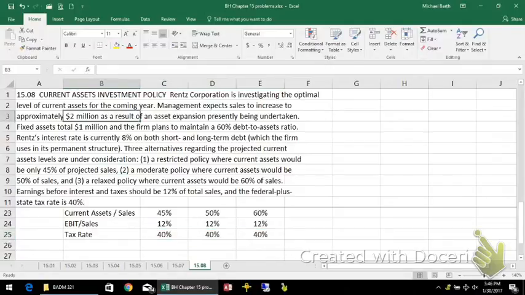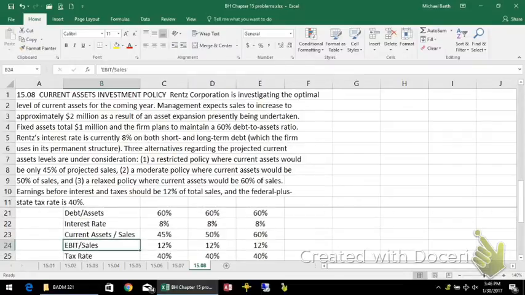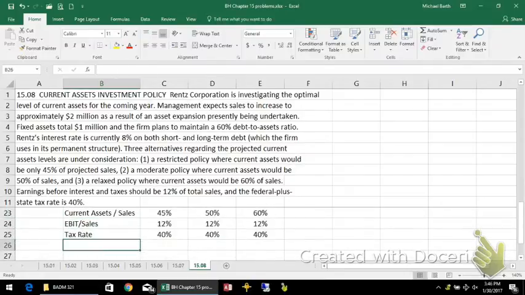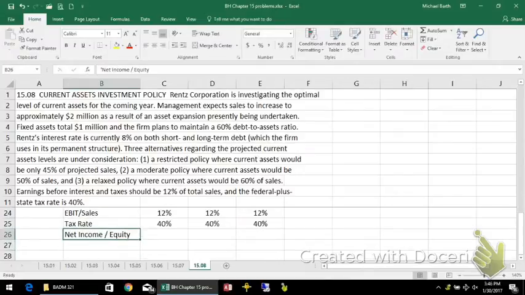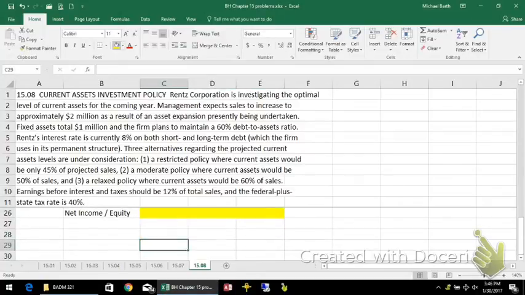All right, so what management wants to know is the optimal level. Given all this information, what's the return on equity? And then we'll just talk about the others as discussion. So the ROE, part A, is the part that we can calculate in numbers. That's what I want to know, net income over equity under each of these policies. So that's the first thing I'm going to solve for, part A.